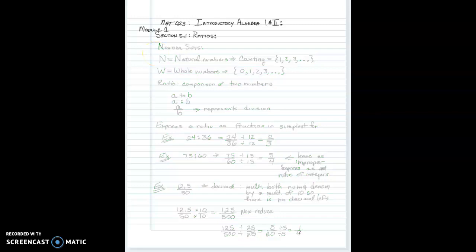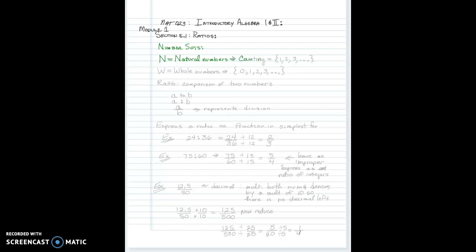Let's look at some basic number sets. The first number set is usually abbreviated with an uppercase N, and it's the set of natural numbers. Natural numbers are frequently thought of as your counting numbers. If you think about counting, you start with 1, 2, 3, and we're going to put an ellipsis, dot, dot, dot, to say that set goes on forever.